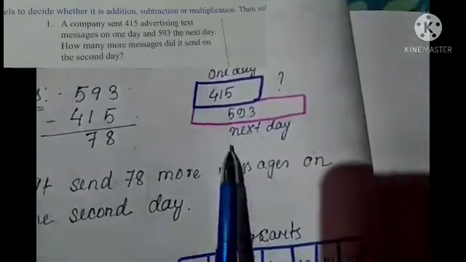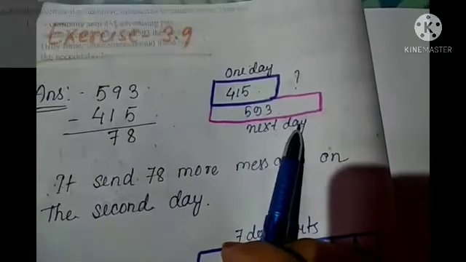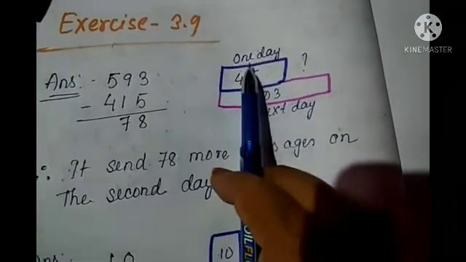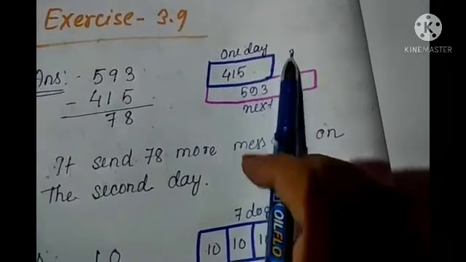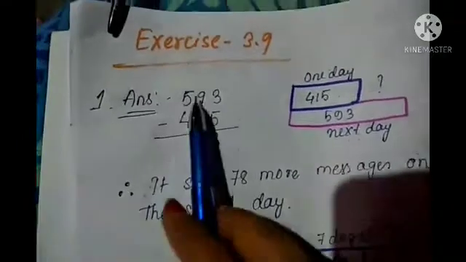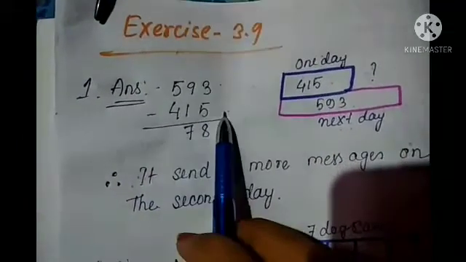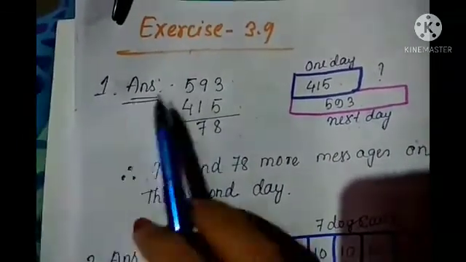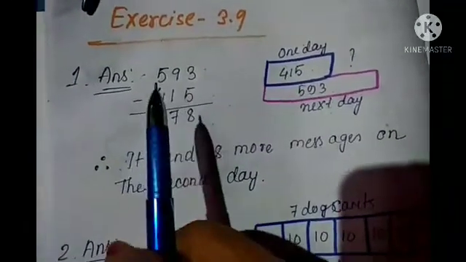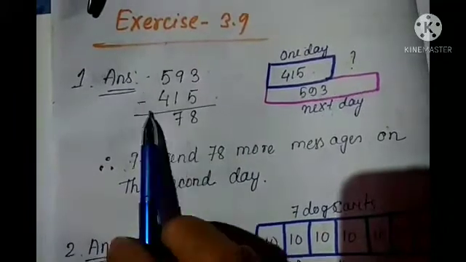So from this model I think it's clear to you what we have to do, right students? From this larger number we have to subtract the first day, then we can find out how many more messages were sent on the second day. So you can see 593 minus 415. So students, here there is no need to write any sentence because you are drawing the models, right? No need to write any kind of sentence.